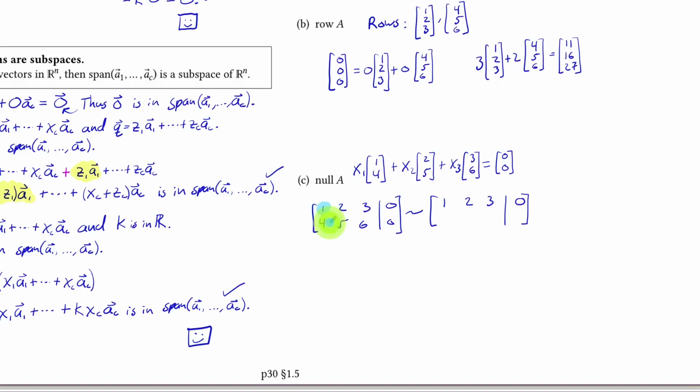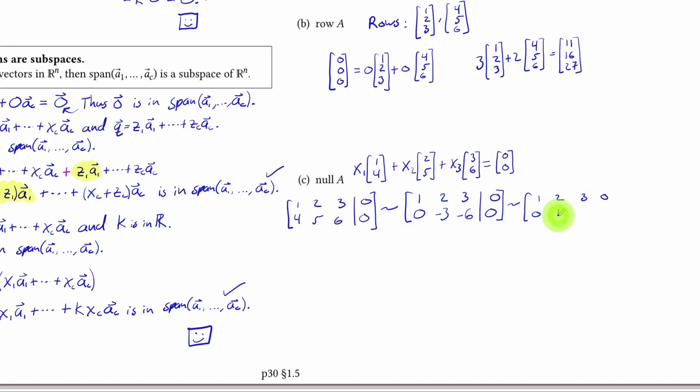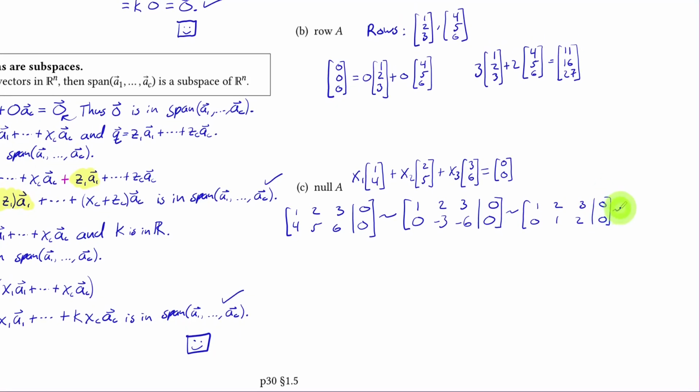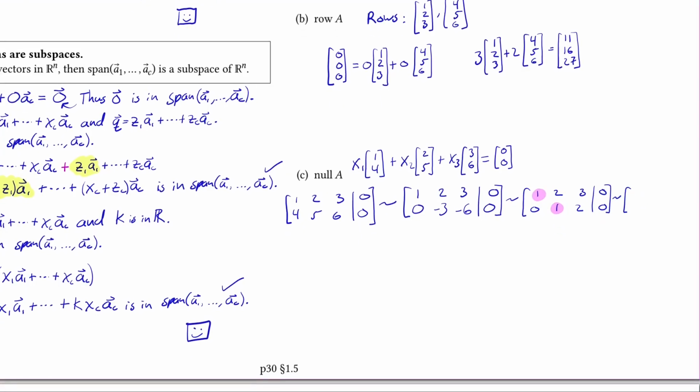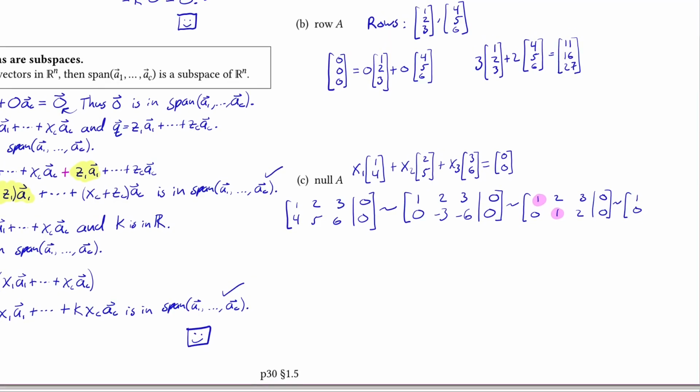So -4 times 1 plus 4 is 0. -4 times 2 plus 5 is -3. -4 times 3 plus 6 is -6. And -4 times 0 plus 0 is 0. Then we can multiply the second row by -1/3. Then we can clear away the 2 above that second pivot position by doing -2 times the second row plus the first row to replace the first row.